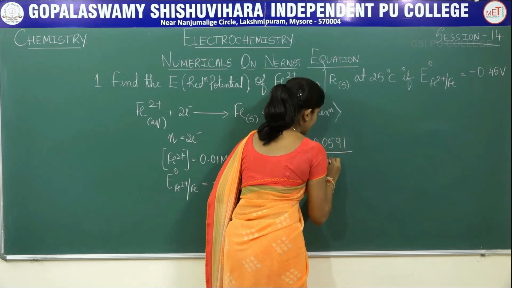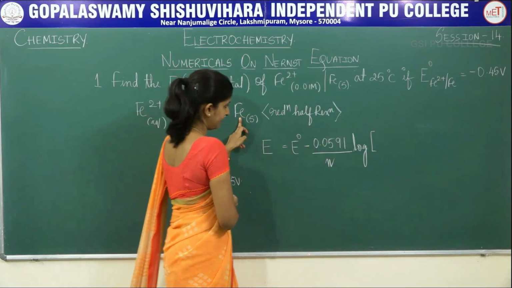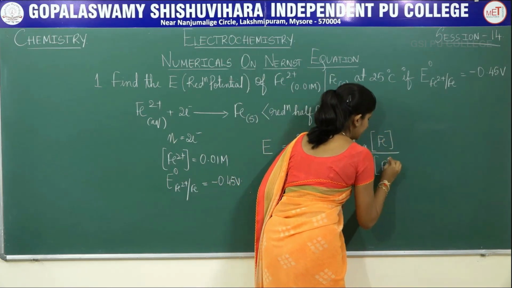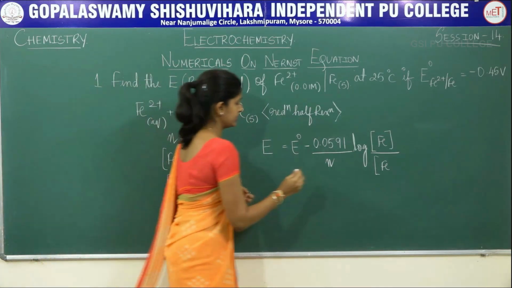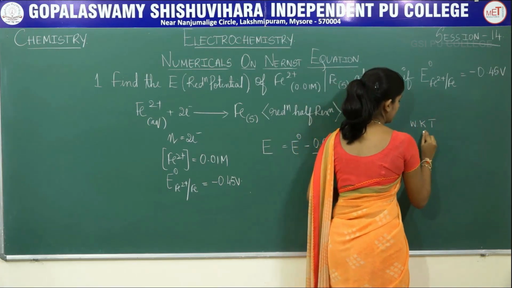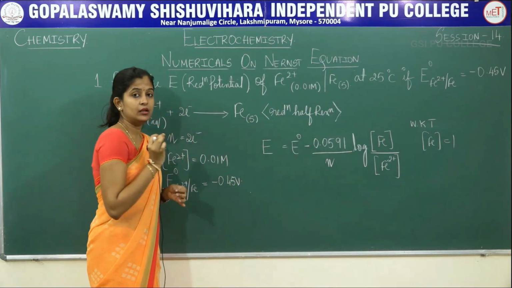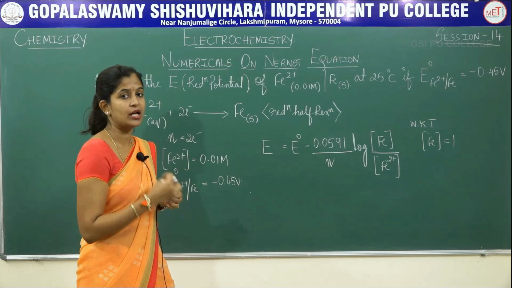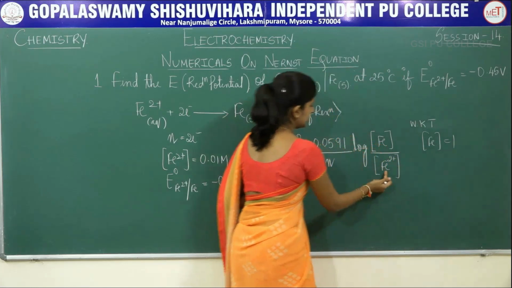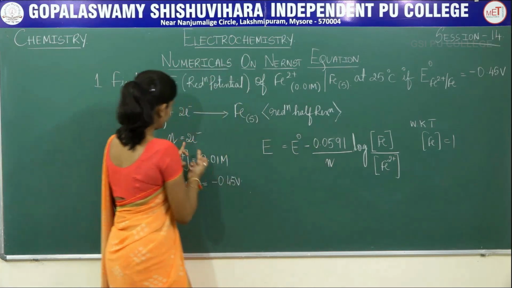0.0591 divided by n log of the concentration of product divided by the concentration of reactant. The product is Fe and the reactant is Fe2+. We know that the concentration of iron is equal to 1, because in the Nernst equation I have told you that the molar concentration of a pure substance, either solid, liquid or gas, is equal to 1. So the concentration of Fe is equal to 1. The concentration of Fe2+ is given here, E naught is also given, and n has been found as 2 electrons.